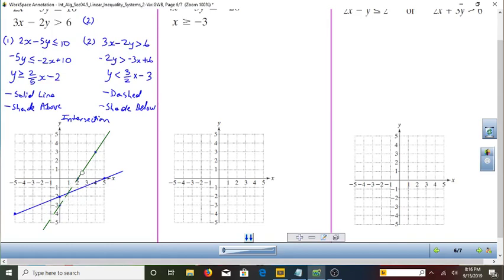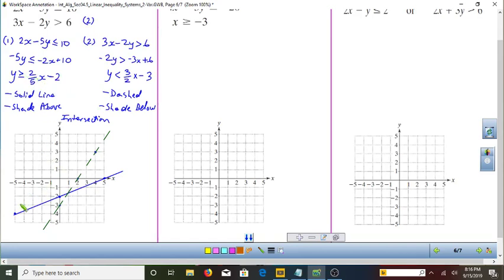Now, as you can see, one of the lines is dashed and the other one is solid, because one of them is a strict inequality and the other one is not. Since we're talking about where the two regions overlap, let's see if we can figure it out without doing the dots. This one here is y is greater than or equal to 2/5 x.